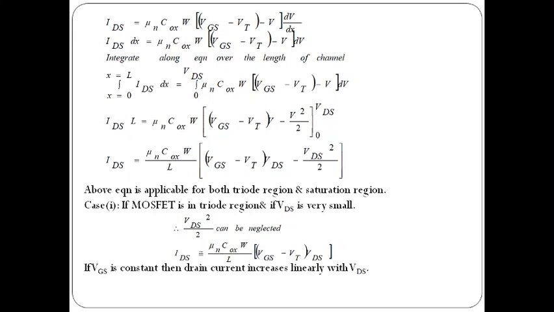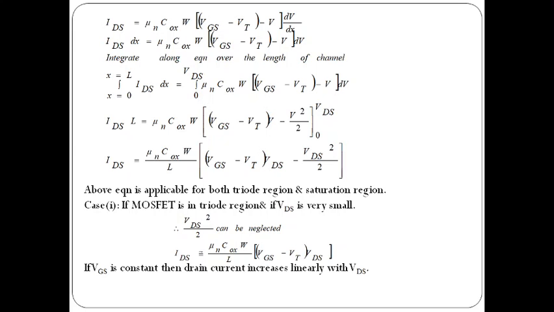So here, integration with the limits of 0 to L, we get IDS into L equals to mu n Cox W (VGS minus VT). Integration of V equals to V square by 2. Now the limits are 0 to VDS. By applying these limits, we can get IDS equals to mu n Cox W by L ((VGS minus VT) VDS minus VDS square by 2). This equation is applicable for both triode region and saturation region.